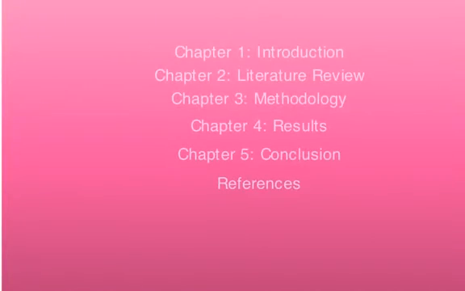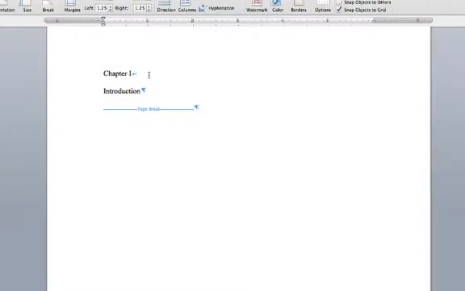We will create some major chapters in our template. Chapter 1, Introduction. Chapter 2, Literature Review. Chapter 3, Methodology. Chapter 4, Results. Chapter 5, Conclusion. And finally, References. Remember to use soft returns after the chapter number and insert a page break after each chapter.